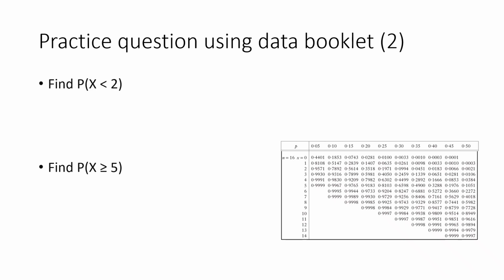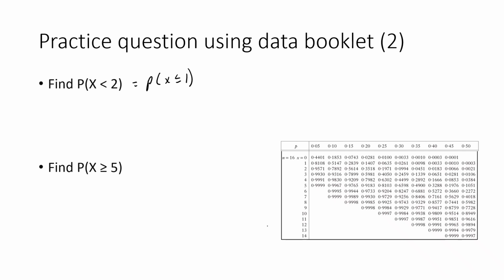Now try these slightly trickier questions. So find the probability of x being less than 2. Now this is a bit tricky because when we find the probability in our tables, we find the probability of x being less than or equal to something. So here we have probability of x being less than 2. So how we would change that is very simple. Probability of x being less than 2 is the same as probability of x being equal to or less than 1, because this is a discrete probability distribution, so they're in integers.